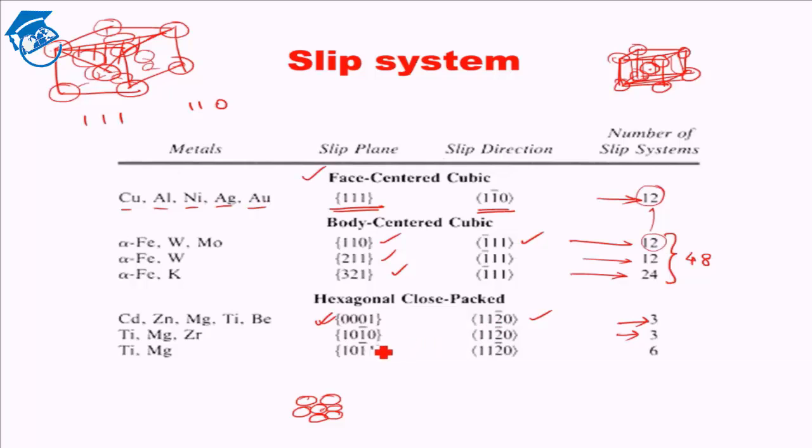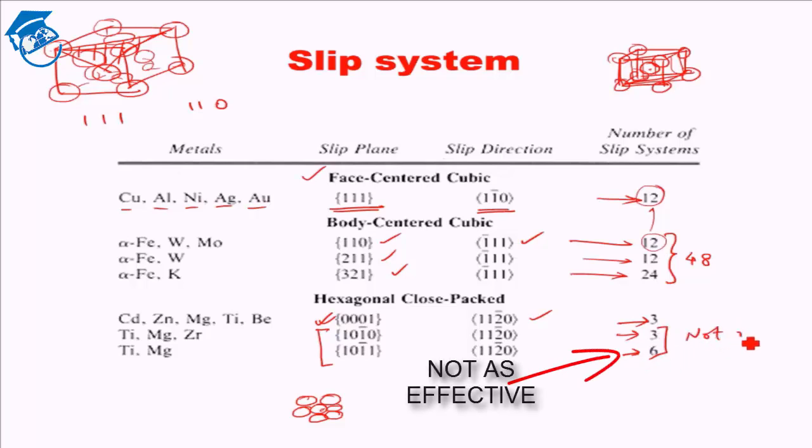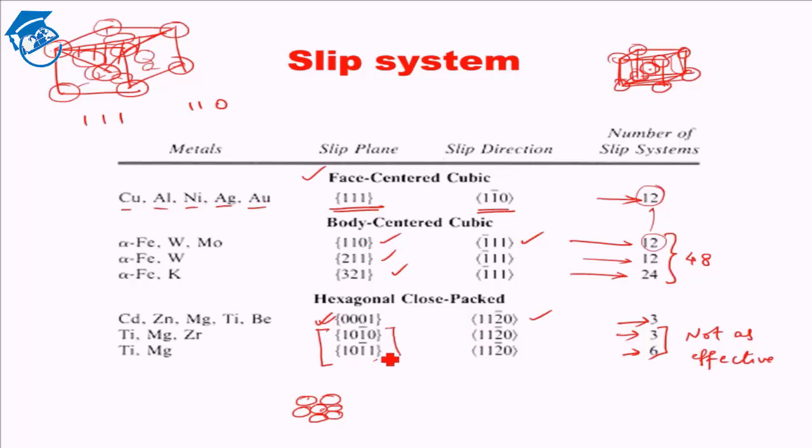Only 3 slip systems that we can get out of the most close packed plane. And in addition to that, the secondary close packed plane has 3 and 6, but these are not as effective, because they are not the most close packed planes. They are the close packed direction but not the most close packed planes. So FCC has very effective slip systems, BCC has relatively less effective slip systems but has more number of slip systems. HCP has good slip systems which are very less in number, only 3.